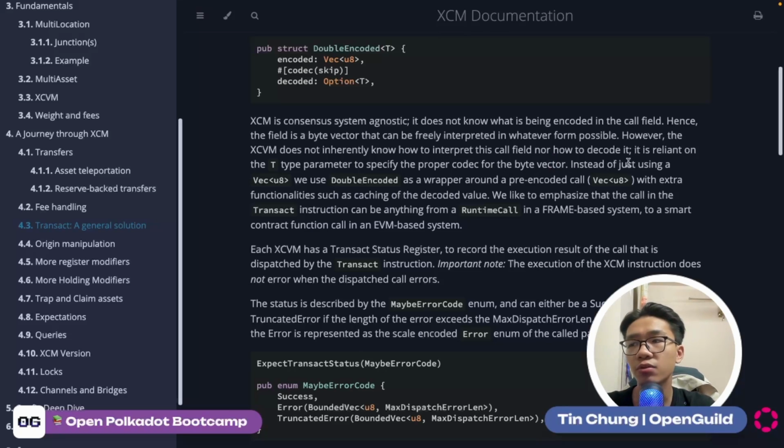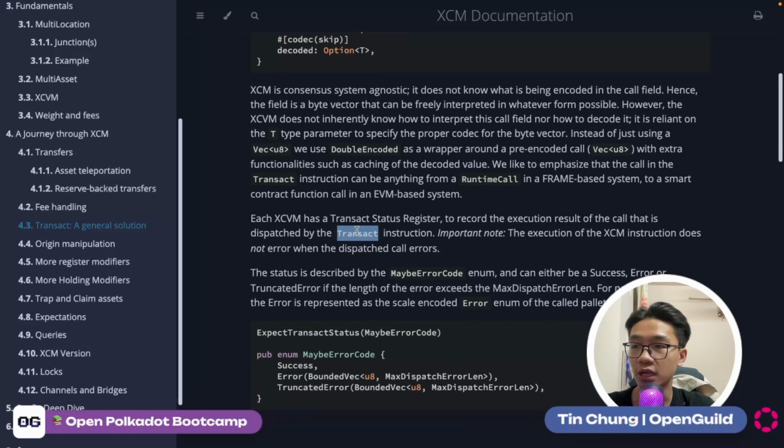So instead of just using a Vec<u8>, we use DoubleEncoded as a wrapper around a pre-encoded call Vec<u8> with extra functionalities such as caching of the decoded value. We want to emphasize that the call in the Transact instruction can be anything, from a runtime call in a FRAME-based system to a smart contract function call in an EVM-based system. Each XCVM has a Transact status register to record the execution result of the call that's dispatched by the Transact instruction.